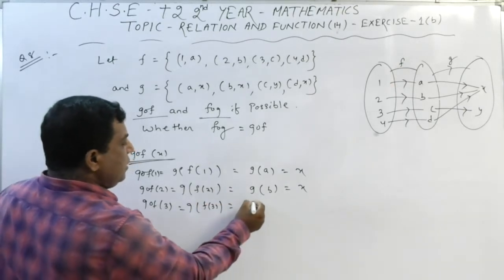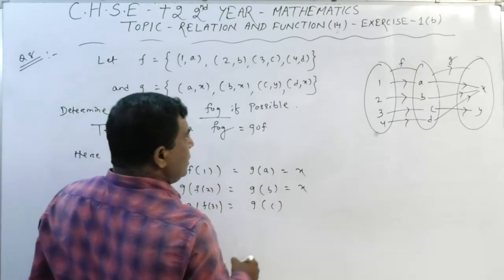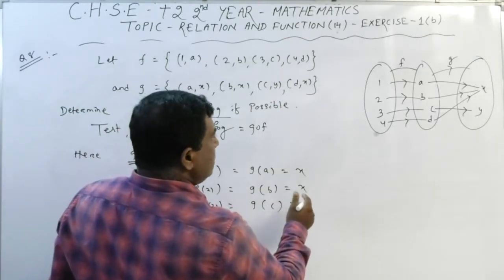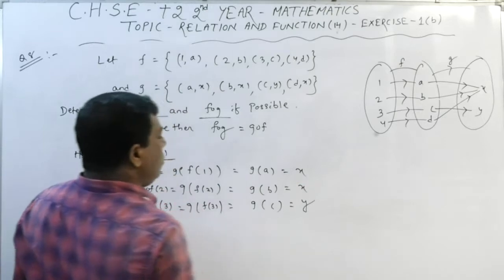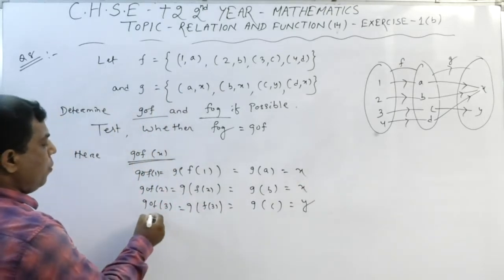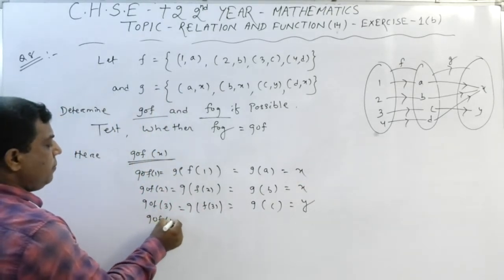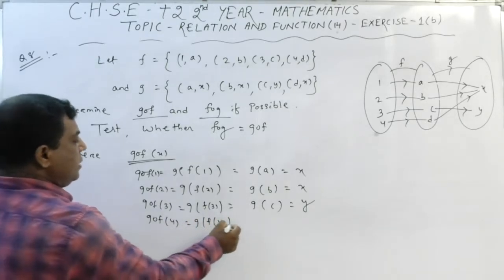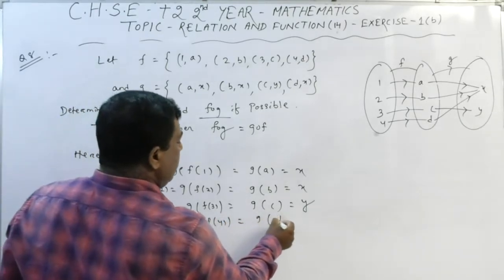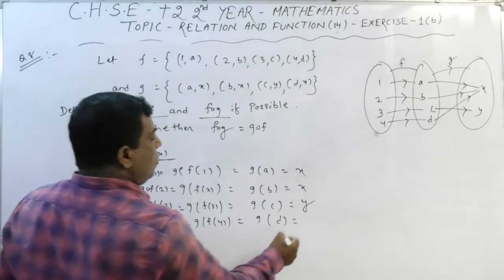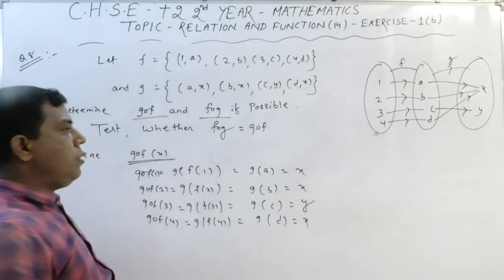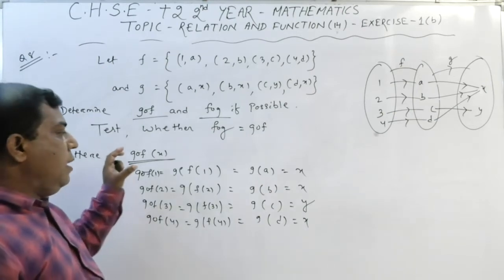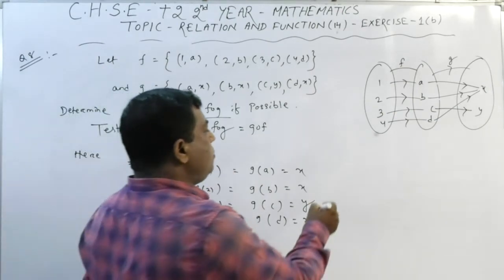f of 3 is c. So it is g of c, which means it is again converted to y. Now g∘f(4). Okay. So it is g of f of 4, which I can say is g of d, which is again converting to x. Okay. So now we see through g∘f what we observe.